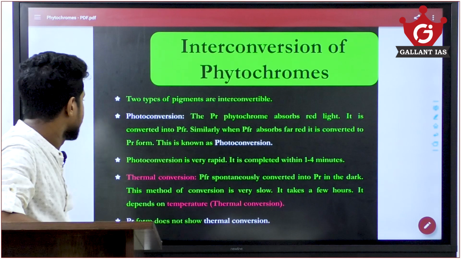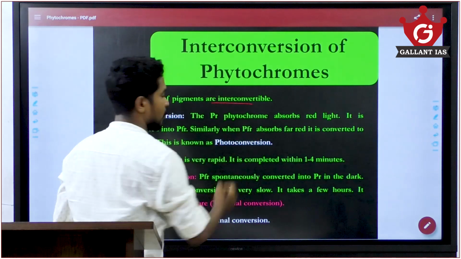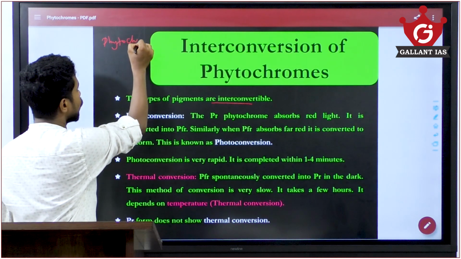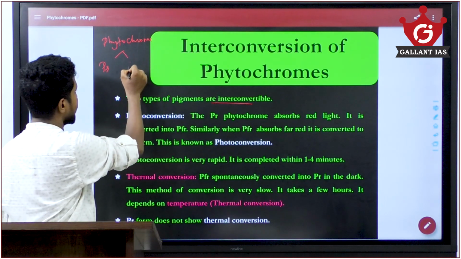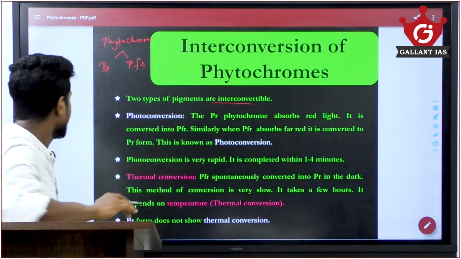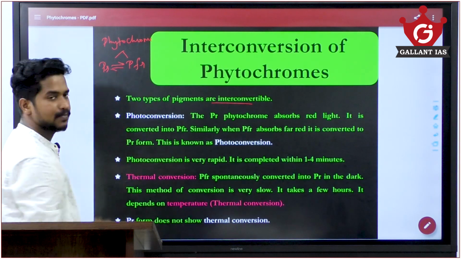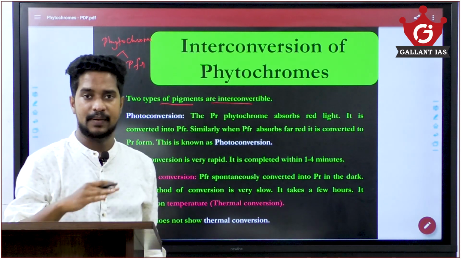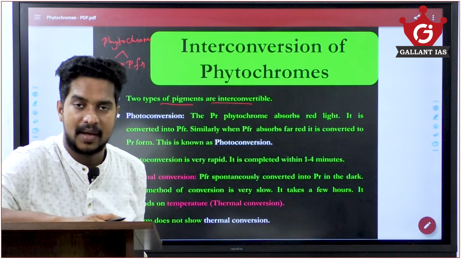Interconversion of phytochromes. Two types of pigments are interconvertible. We already discussed that phytochrome has two forms, one is phytochrome red and the other one is phytochrome far red. These two forms are interconvertible. That means PR to PFR is possible and PFR to PR is possible. That is the meaning of interconvertible. PR can be converted into PFR form and again that PFR form can be converted back to PR form.